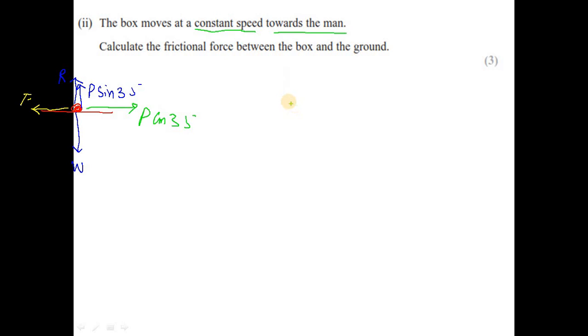So now the box is moving with a constant speed towards the man. So it's all about horizontal motion. If you see the diagram, horizontally we have only two forces acting, and the box is moving with constant speed. That means this constant speed is suggesting that acceleration is zero. That means net force is zero. The net force is zero means all forces are balancing. So if you see the directions, which are opposite, you can say that frictional force is equal to P cos 35.